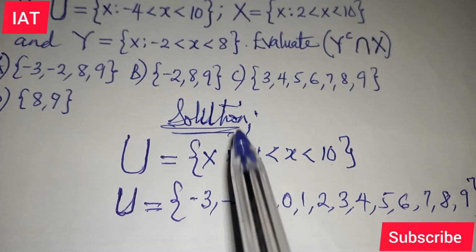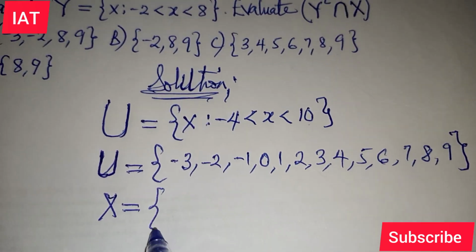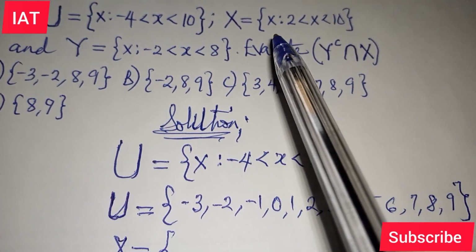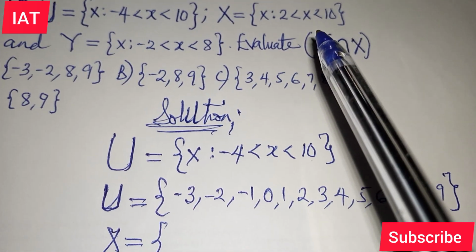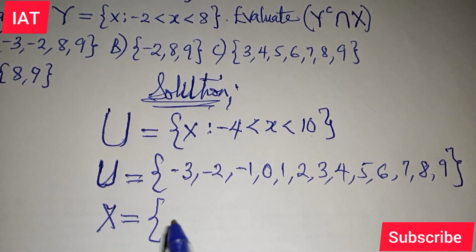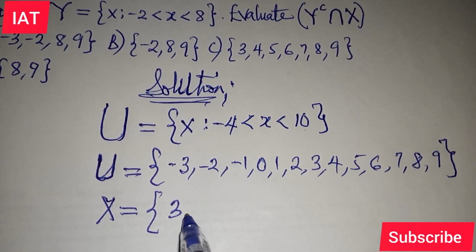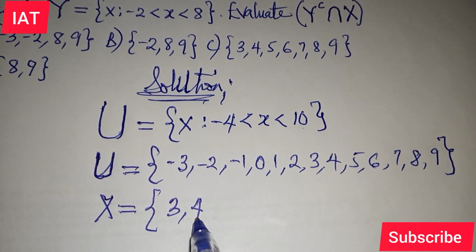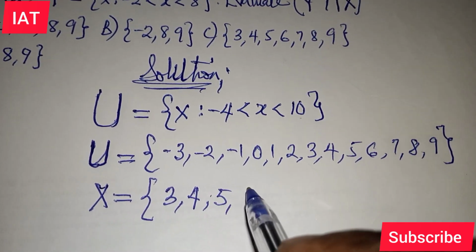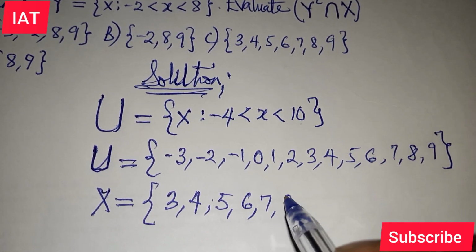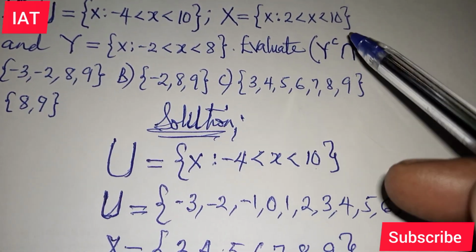So we have set x. What is the meaning of that statement? Set x is such that 2 is less than x and x is less than 10. That means we start with 3 because 2 is less than x, so we start with 3, which is above 2. We have 3, 4, 5, 6, 7, 8 and 9, because 9 is also less than 10.